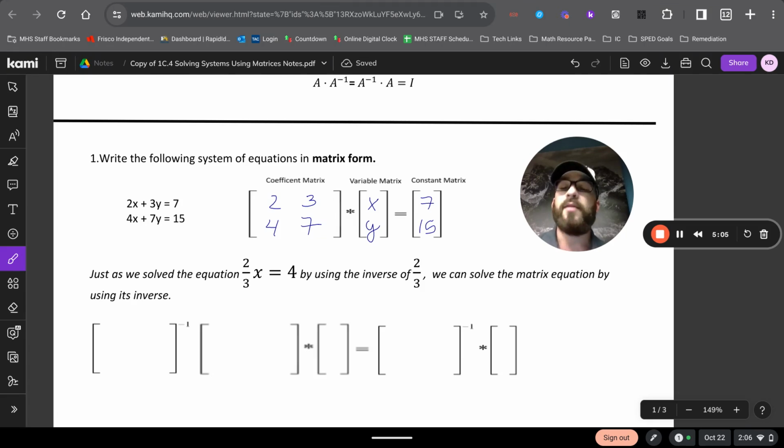Okay. Now we're going to apply that principle of multiplying by that inverse matrix to both sides. And when I do that, it's going to cancel out and leave me with just my variable matrix on one side. So my original setup here is my original matrix 2, 3, 4, 7, and of course, it is times my variable matrix x, y.